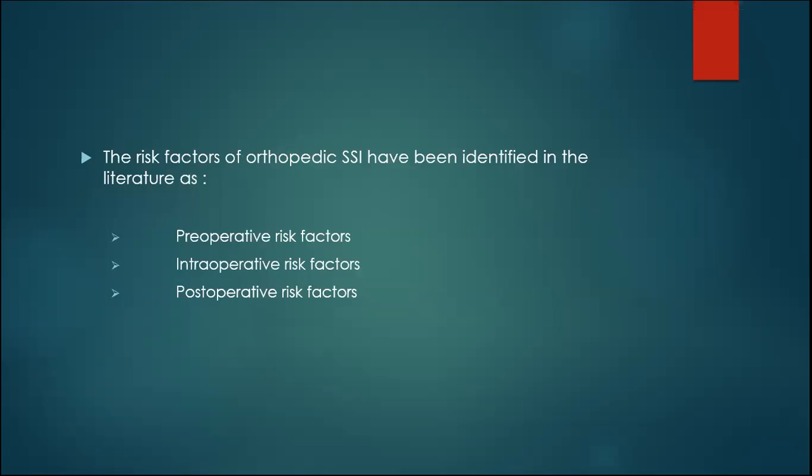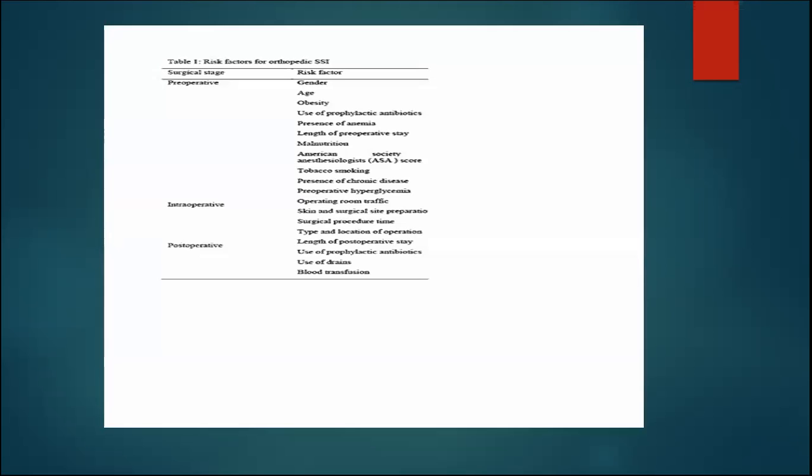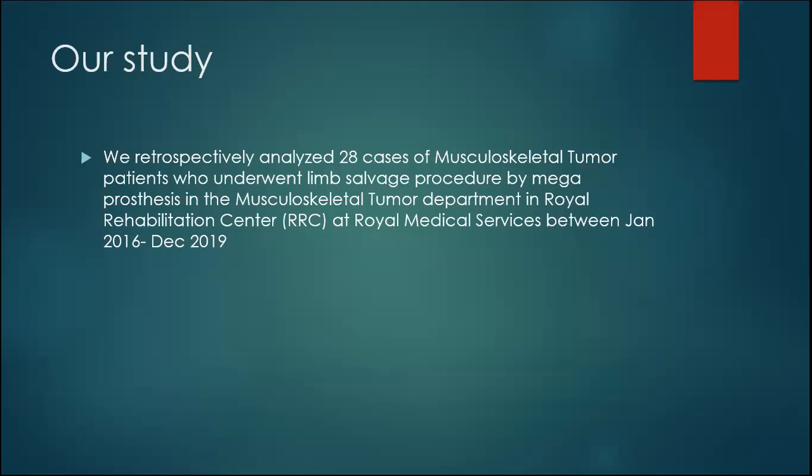There are a lot of risk factors for surgical site infections. Preoperative, intraoperative and postoperative factors are summarized in this table. We can see here that our patients, especially the oncological patients, have a lot of preoperative risk factors, like chronic anemia, and there is blood loss and the use of ephedrine. There are a lot of risk factors for these patients.